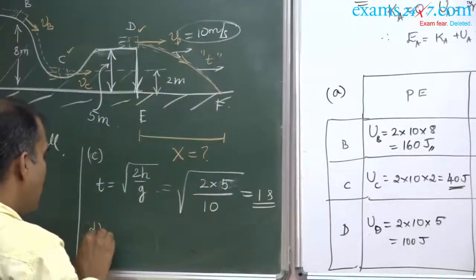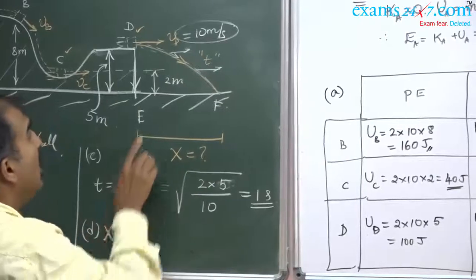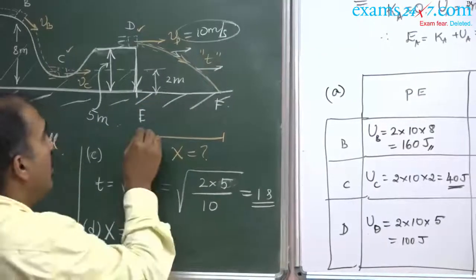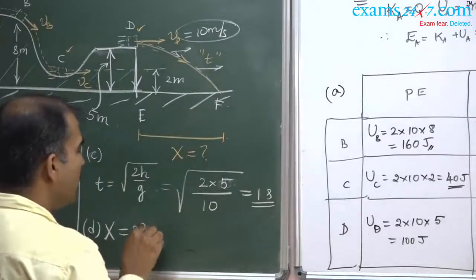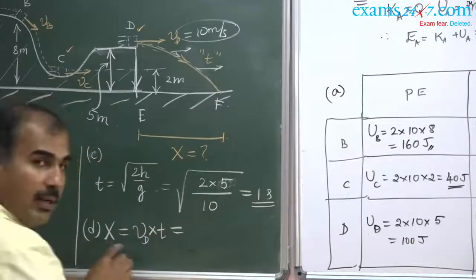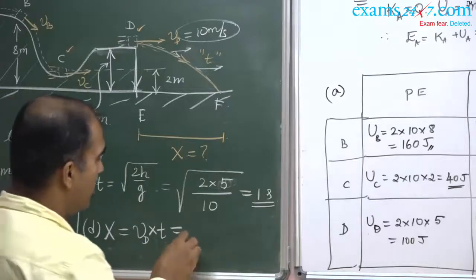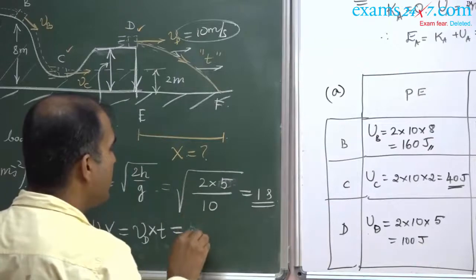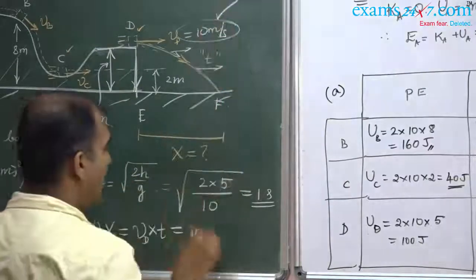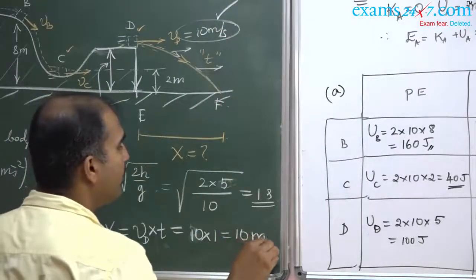So for the last part, we will answer how much displacement it has undergone along the horizontal, meaning how much is capital X, how much is EF. That is given by horizontal velocity, which remains constant, times the time taken. Displacement is velocity times time taken. Velocity is 10 meter per second, which we found, times 1 second, so 10 meter.